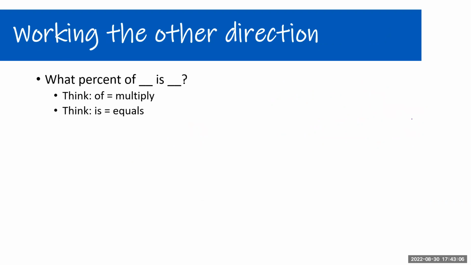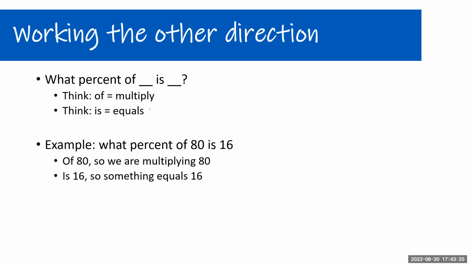Now we can also work with that application a little bit the other way. What percent of some number is another number? Now remember that "of" is going to be your multiply, but now think of "is" as equals, okay? So for example, what percent of 80 is 16? Well, of 80, we're multiplying 80 by something. So we're saying 80 times something. And "is" 16. So that's going to be our equals 16. We need to solve here for that question mark.